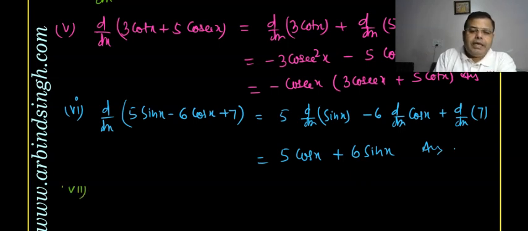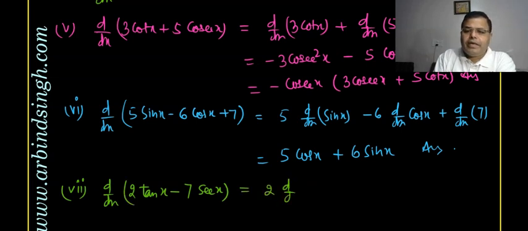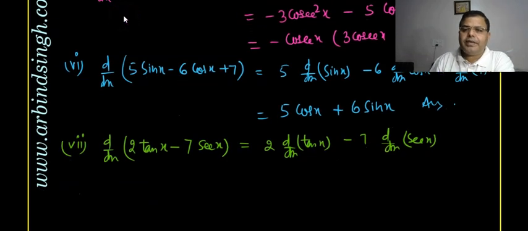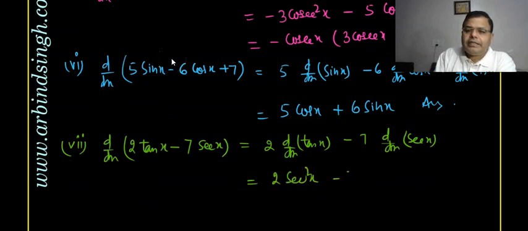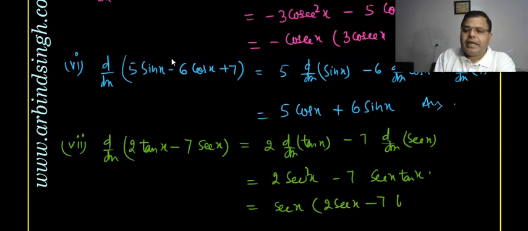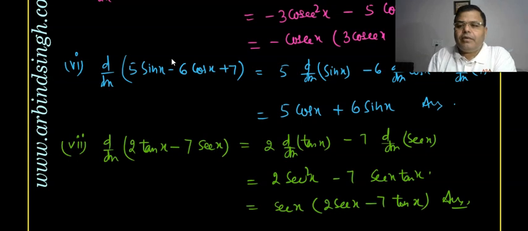Now question number 7, d by dx of 2 tan x minus 7 sec x. So what will happen? 2 d by dx of tan x minus 7 d by dx of sec x. The derivative of tan x is sec square x, you know that, and the derivative of sec x is sec x tan x. So I can take sec x common, and this will be 2 sec x minus 7 tan x. Isn't it? So that will be the answer of this question. So this is all about this exercise.